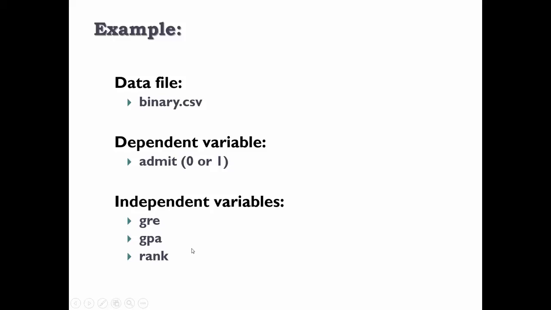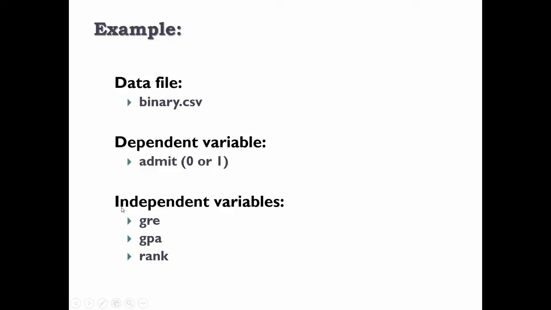Let me show you an example. In this example, we have a file called binary.csv. And the dependent variable is admit, so whether a student was admitted to a university or not. So 0 means not admitted. 1 means the student was admitted.